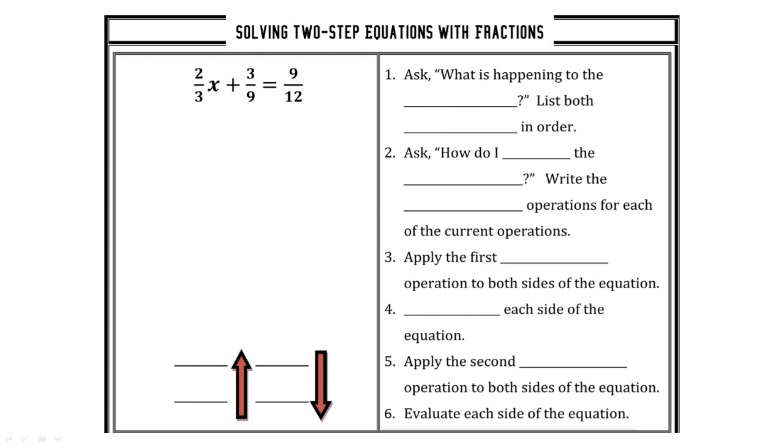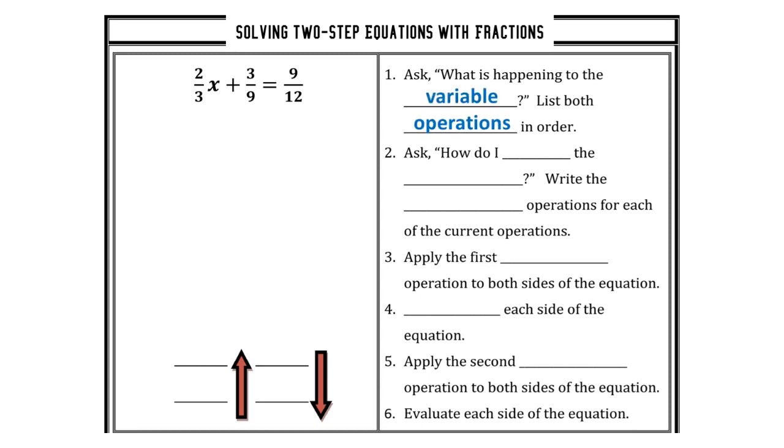The process of solving a two-step equation with fractions should not vary from how we solve any other two-step equation. We're still looking at the operations that are present, we're looking at the order of those operations, and then we're finding the inverse operations in the inverse order. So we always ask ourselves the same two questions. What's happening to the variable?